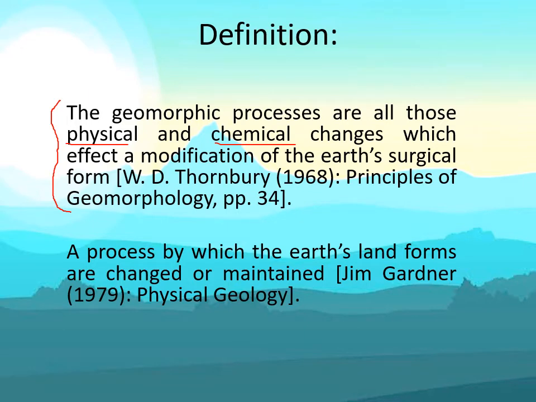So, keeping this in mind, Dr. Jim Gardner modified the definition of geomorphic processes in 1979, and he defined it as a process by which the Earth's landforms are changed or maintained. So here process includes all the physical, chemical and biological processes which are responsible for changing or maintaining the same feature over time of the Earth's landforms, that is known as geomorphological processes.